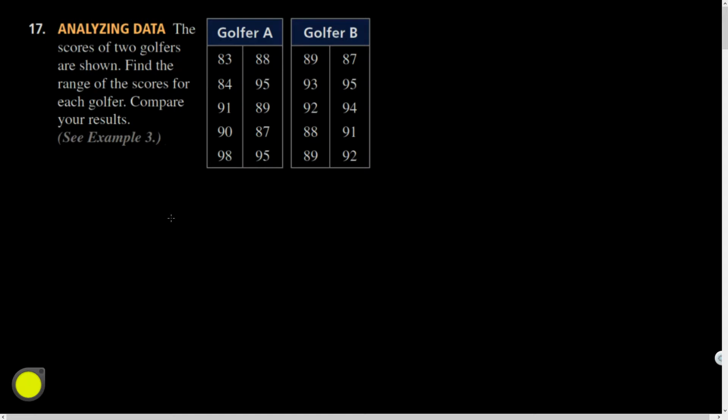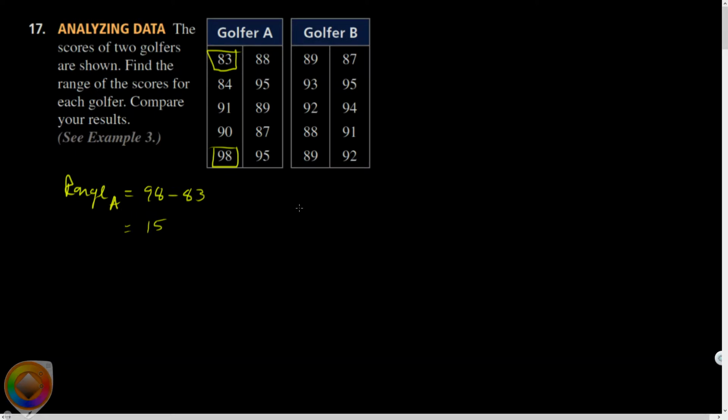It says find the range of the scores. Let's see, golfer A, what's their highest score? 98. And what's their lowest score? 83. Okay, so 98 minus 83. That's a range of 15 for golfer A.